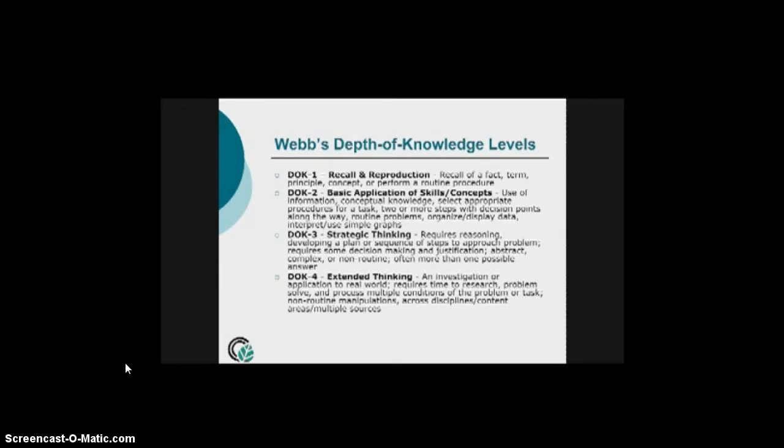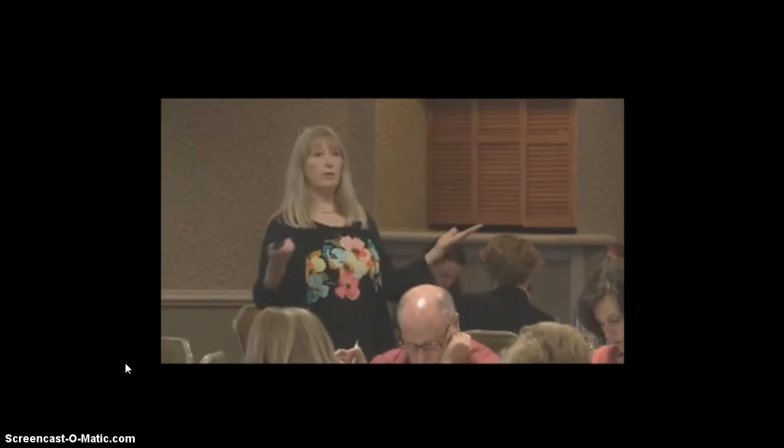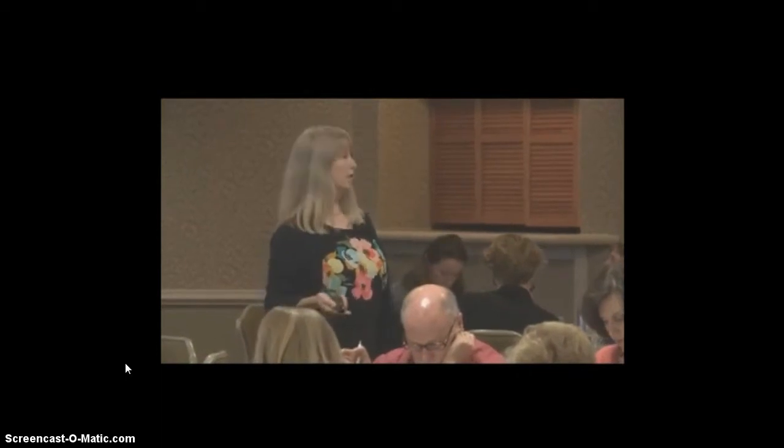DOK2 he calls basic application of skills and concepts. And here you have to know a little bit more than just what you can recall, because you're taking maybe one piece of information and you're applying it in some other context. So for example, in mathematics, you might have to understand how the graph or the table is set up so you can find the numbers you need and you can put them together and find an average. So you've got the concept of I know a graph, I've got the concept of finding an average, and I can put those two together and solve a pretty routine but basic word problem. So it's still routine, but it's applying a couple of ideas.